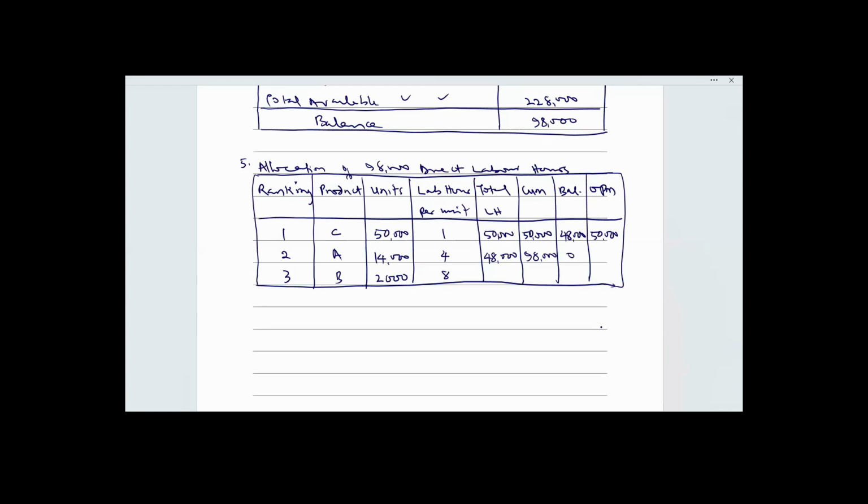Therefore, how many units of product A are we going to produce? That should be 14,000. No, that should be 48 divided by 4. That's 12,000. This is what I'm trying to say for A. To know how many units of product A you are going to produce, you have allocated 48,000 hours. You divide it by the hour per unit of 4 hours. So this should give you 12,000 units.